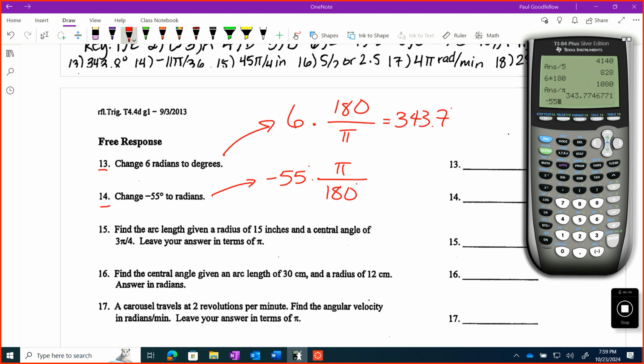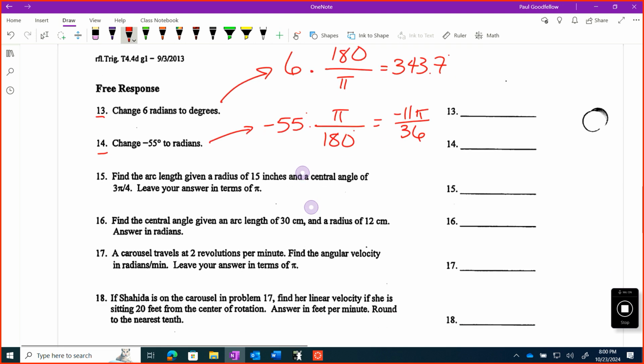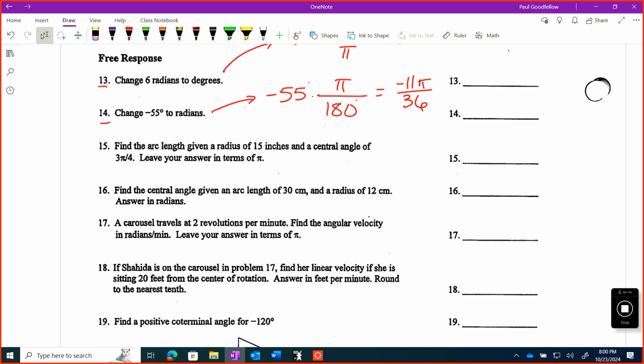Okay, next one, -55 times pi, or really what we're going to just do is multiply it or divide it by 180. And then we're going to change it to a fraction, math frac that, and we'll end up with an answer of -11 pi over, and I think it was 36. Yeah, it was 36. There's your two answers for that. Okay? Moving down. Know those converters for 13 and 14. They're something you should know.